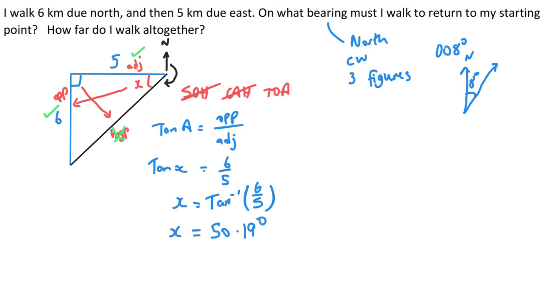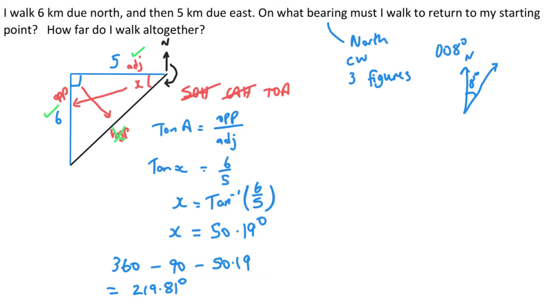But again, the question said bearings, so we're looking for this outside angle. So that angle is going to be 360 degrees minus 90 minus 50.19, which gives us 219.81 degrees. And that's the bearing we'll walk.